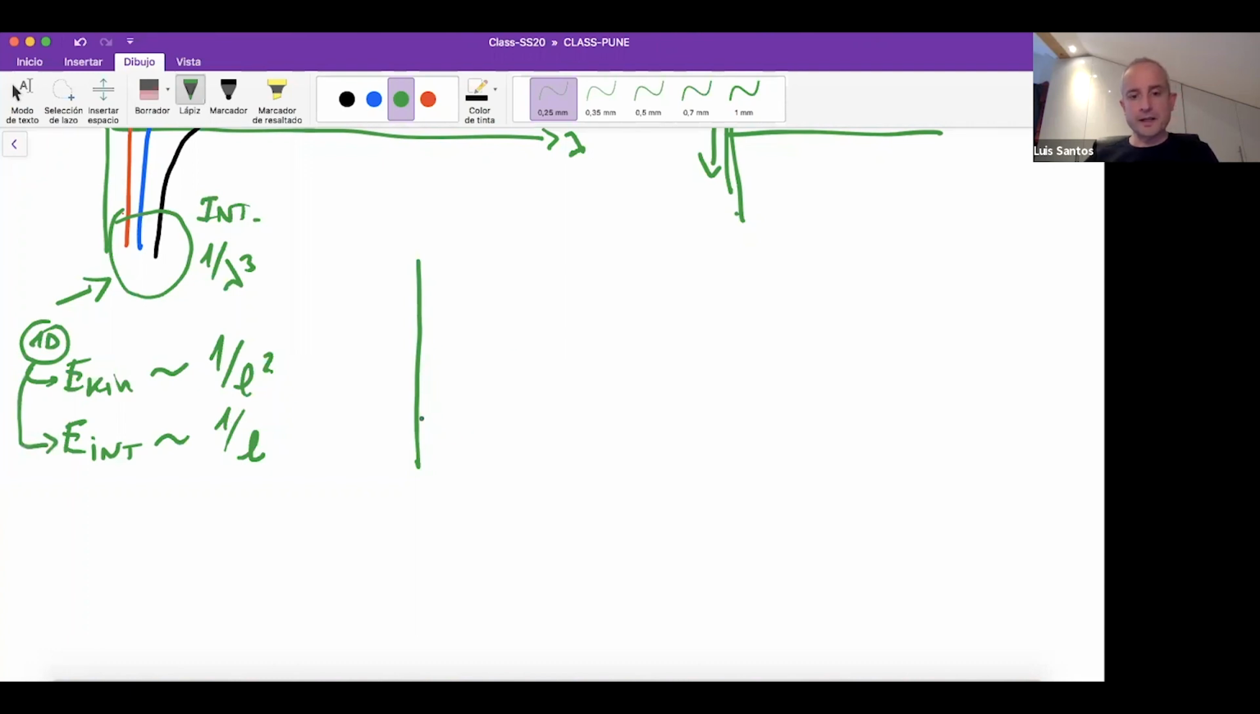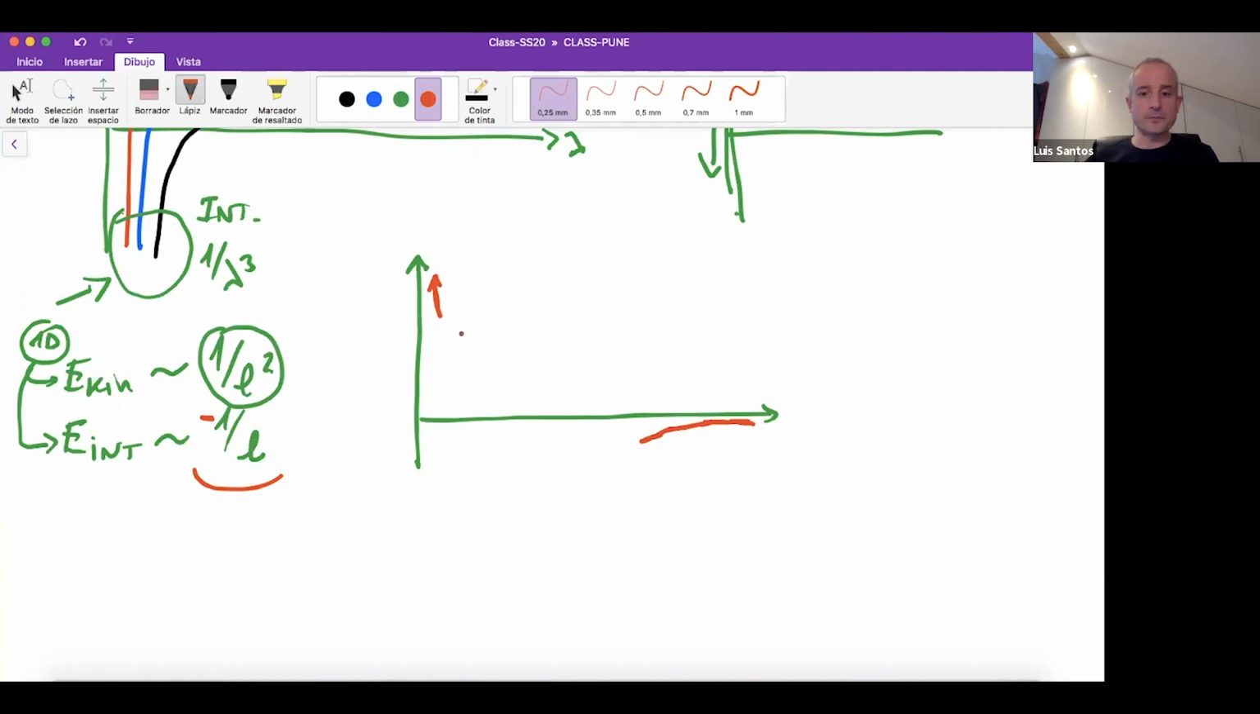So now let's make the same graph without a trap. You see that for large values of L, the interaction is negative, and this part dominates. It decays like 1 over L. For small values of L, this other part dominates, and this is positive. So we are going up and diverging. This means that at some point the system actually makes something like this.